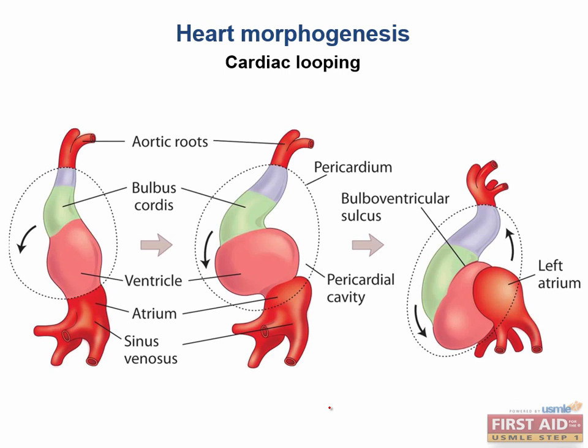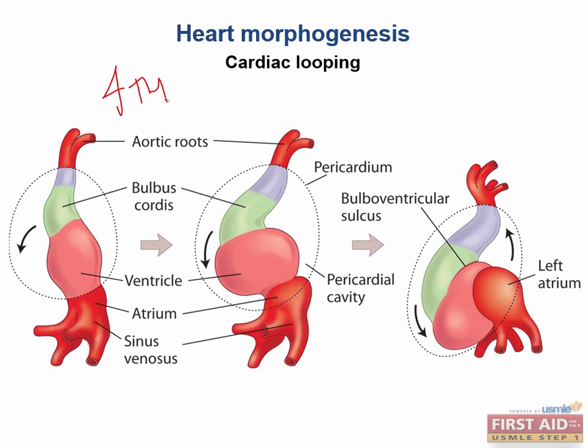So let's move on to heart morphogenesis. And let's begin with the development of the heart. The heart begins as a simple tube. You can see this here. It is lined with endothelial cells and myoblasts. It is the first functional organ in the embryo when it starts beating in the 4th week.